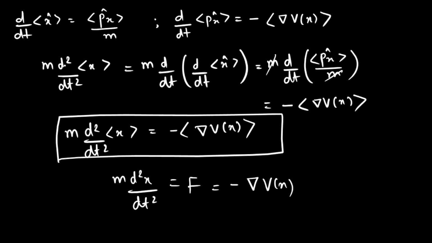Now let's take m d square by dt square of the expectation value of x, which will be equal to m d by dt of the expectation value of x.